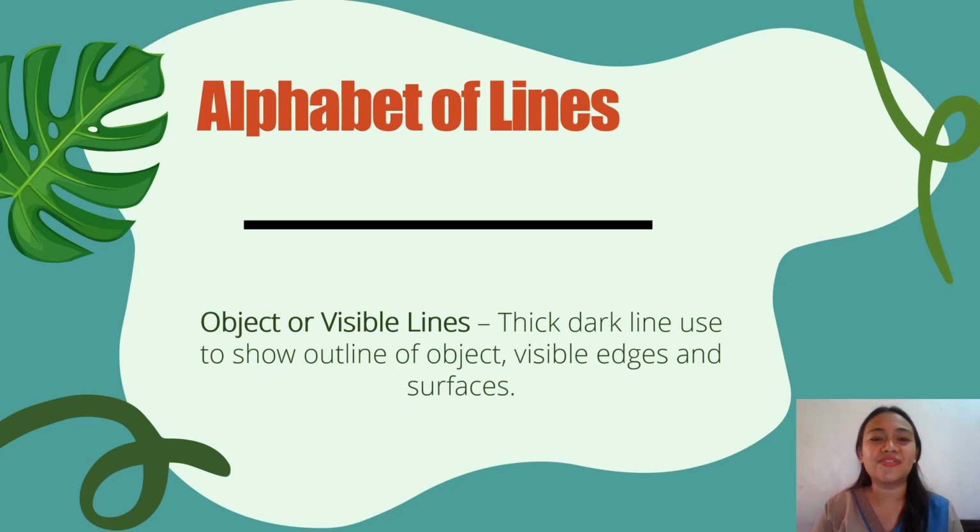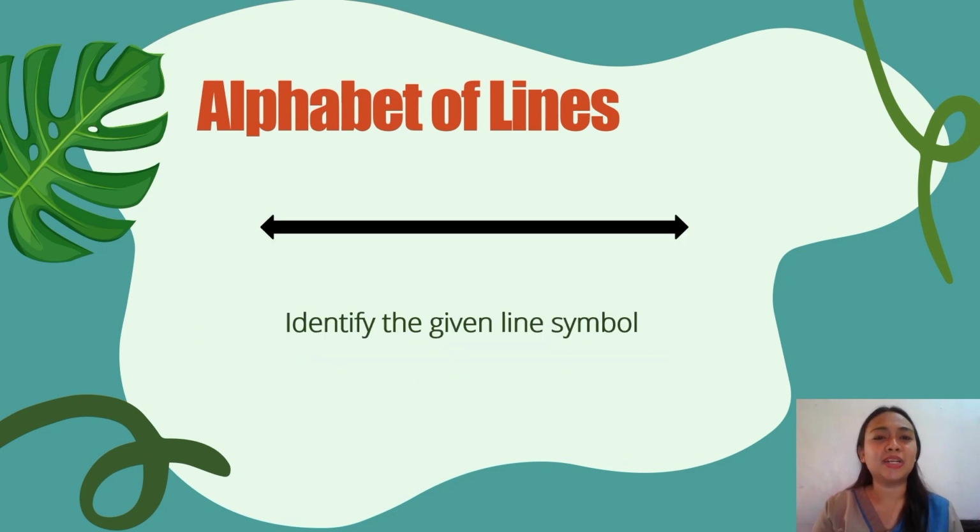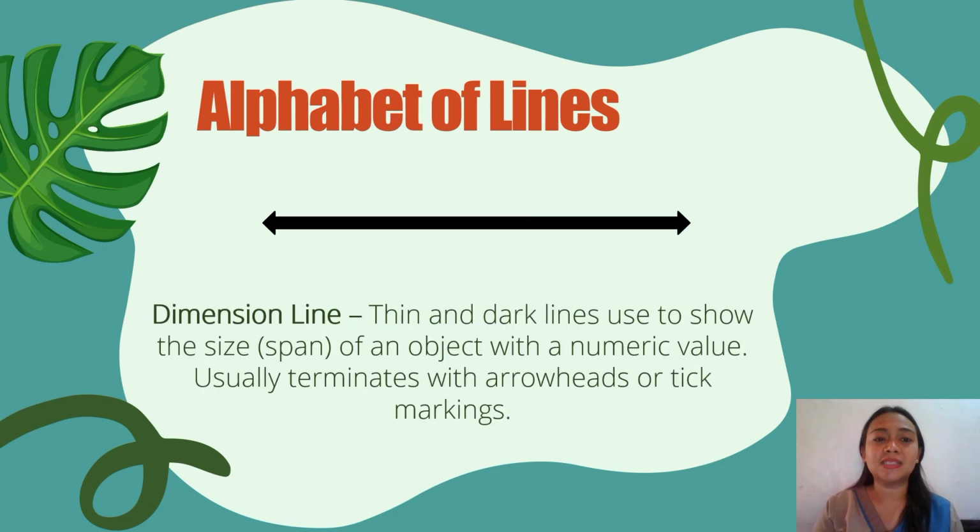It's object or visible lines. Thick dark line, which is used to show outline of object, visible edges, and surfaces. Pag nakita naman natin yung ganitong line, this means it's a dimension line. It's a thin and dark line used to show the size or span of an object with a numeric value. Usually terminates with arrowhead or tick markings.